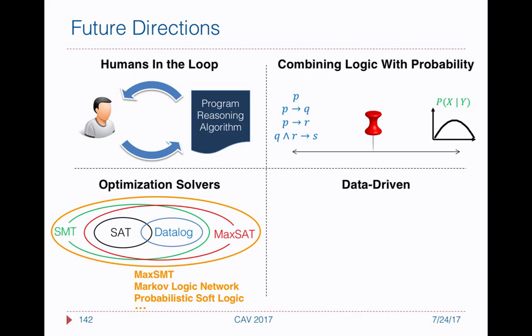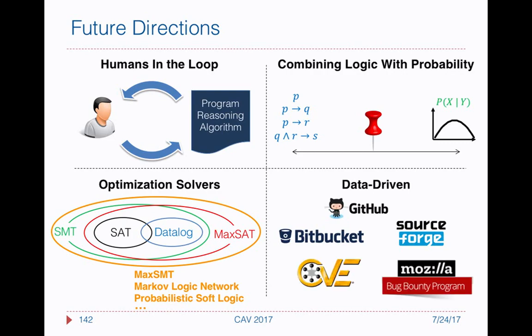And finally, another interesting trend is data-driven approaches. So we have a lot of data, especially for program reasoning today, in the form of open source repositories. And we also have a lot of labels on bug reports, invariants, specifications, and so on. And it would be interesting to actually scale many of the techniques I've shown here to this setting.